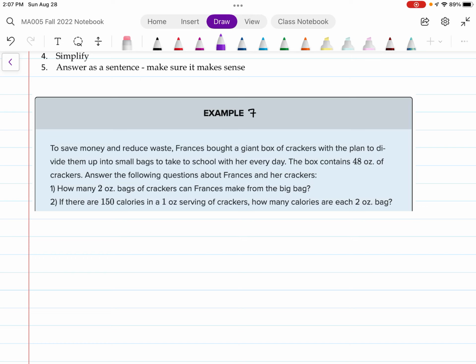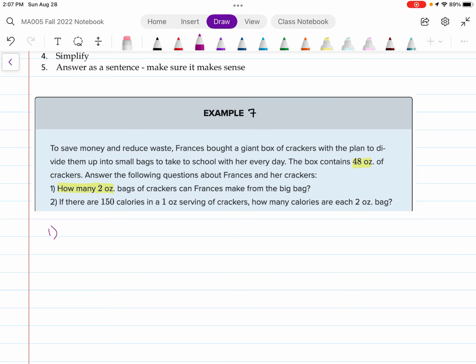All right, so to save money and reduce waste, Frances bought a giant box of crackers with the plan to divide them into small bags and take to school with her every day. That's smart. The box contains 48 ounces of crackers. So now we're going to answer some questions. How many 2-ounce bags can she make out of that big bag? Okay, so what math are we going to do here?